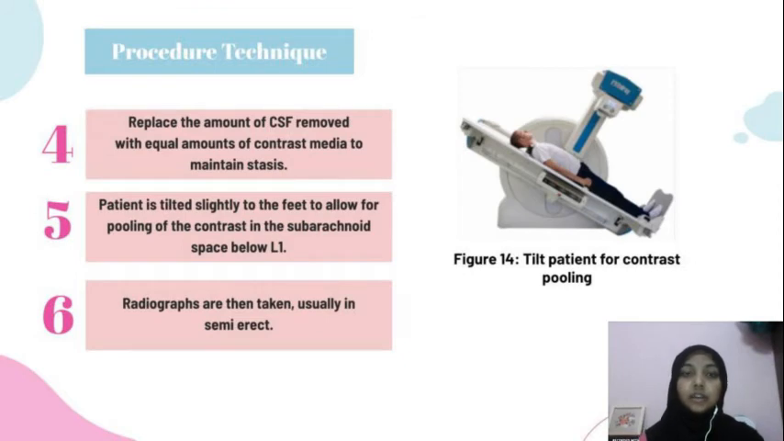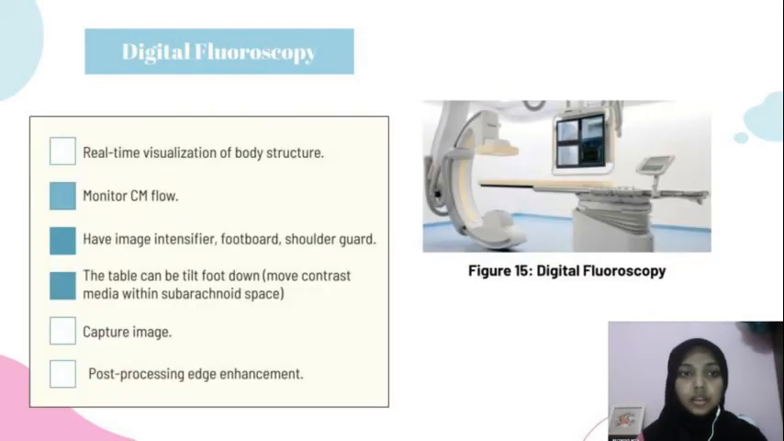Then, replace the amount of CSF removed with equal amounts of contrast media to maintain stasis. The patient is tilted slightly to the feet to allow for pooling of the contrast in the subarachnoid space below the L1. Radiograph images are then taken, usually in semi-erect position.